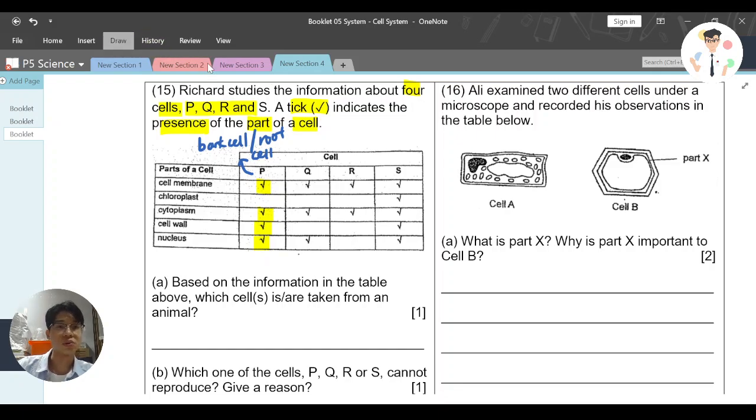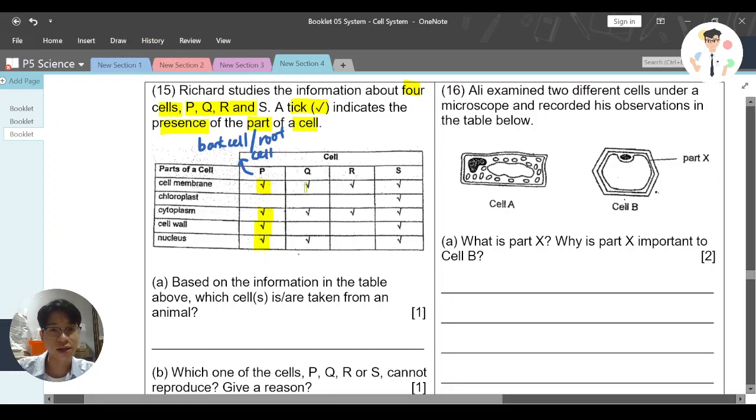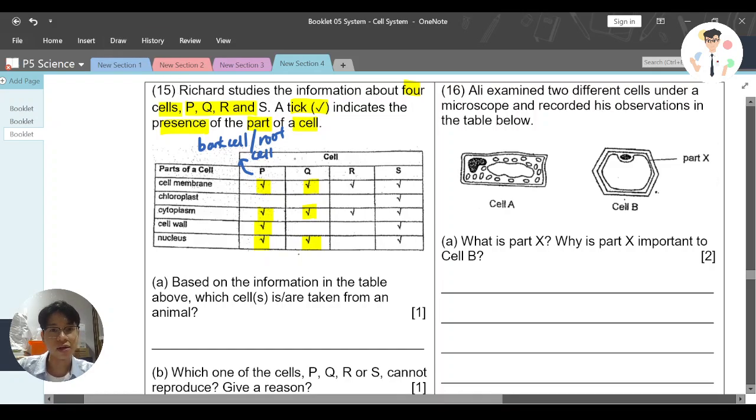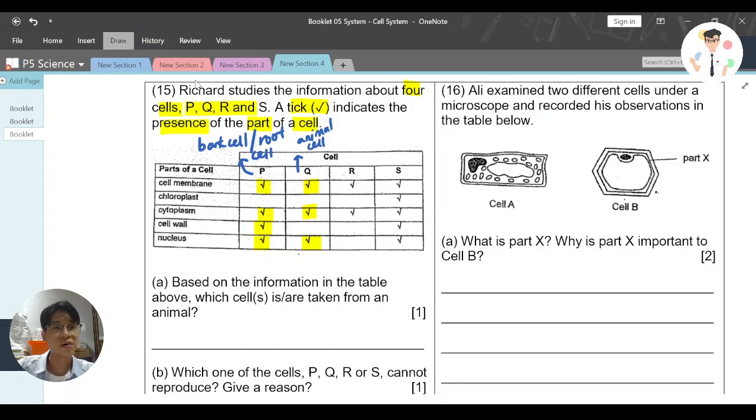Okay, let's look at Q. I'm making assumptions only, okay? Q, there's cell membrane, there is cytoplasm, there is nucleus. So it's a very typical animal cell because it doesn't have cell wall, it doesn't have chloroplast. So it is an animal cell. A typical animal cell.